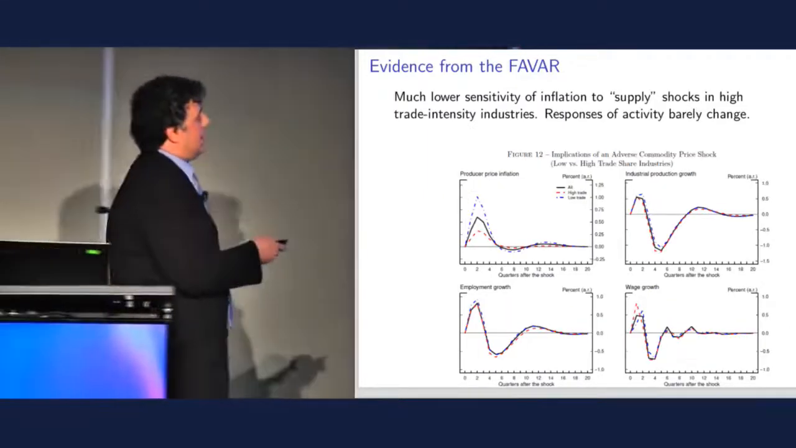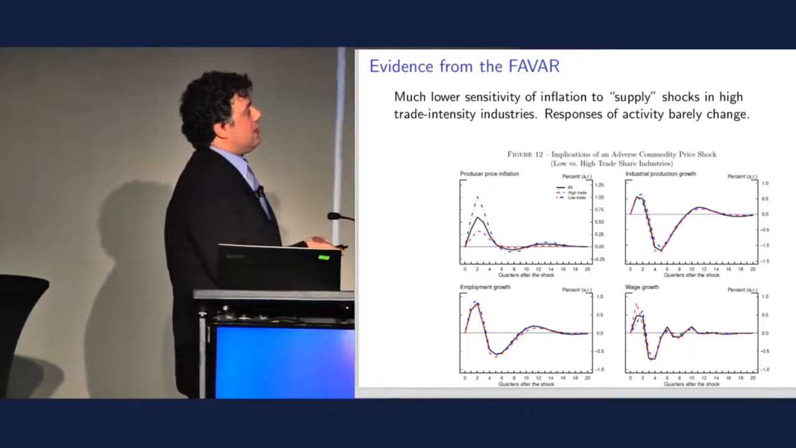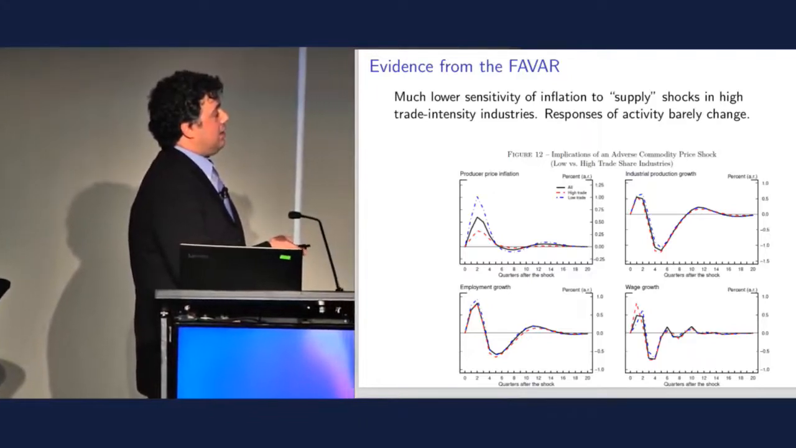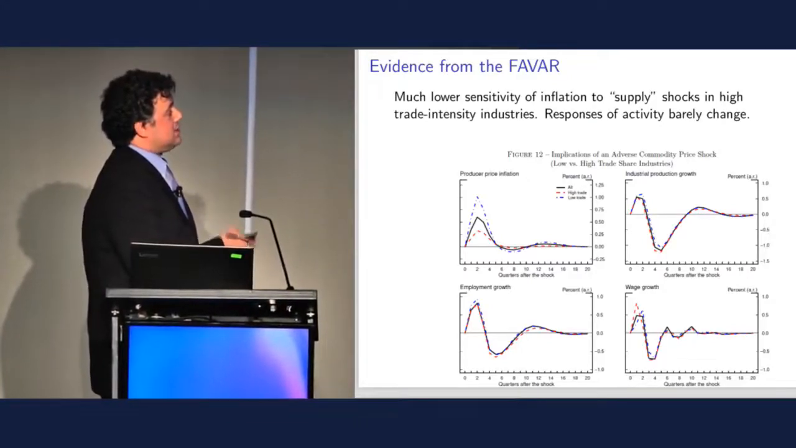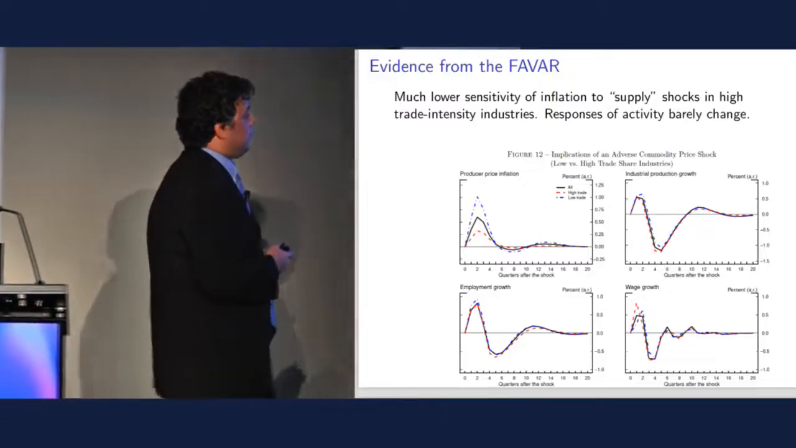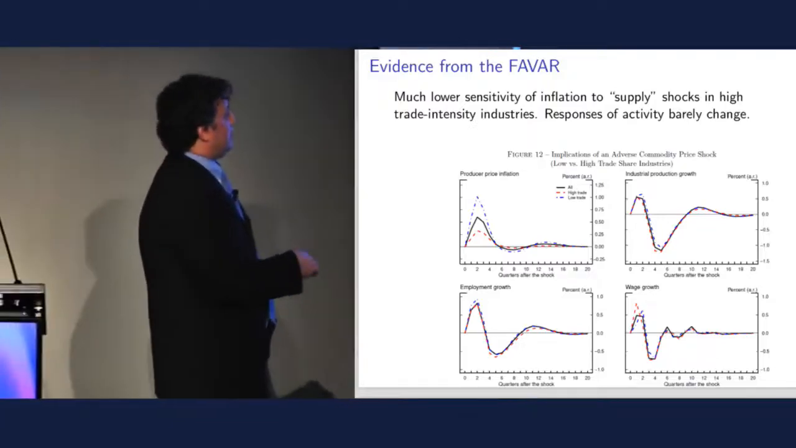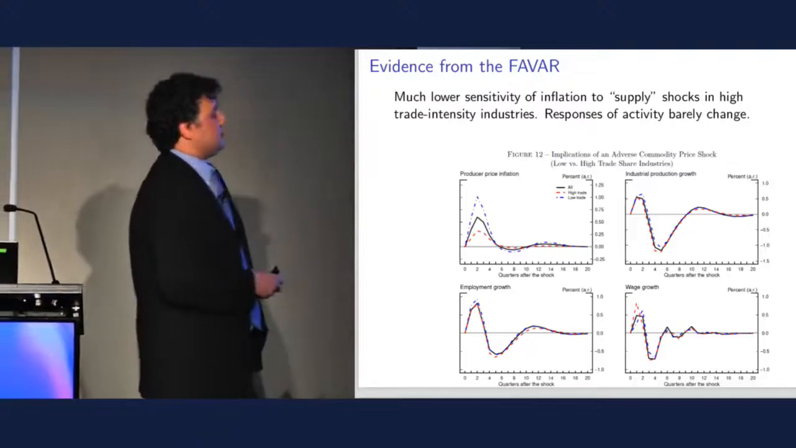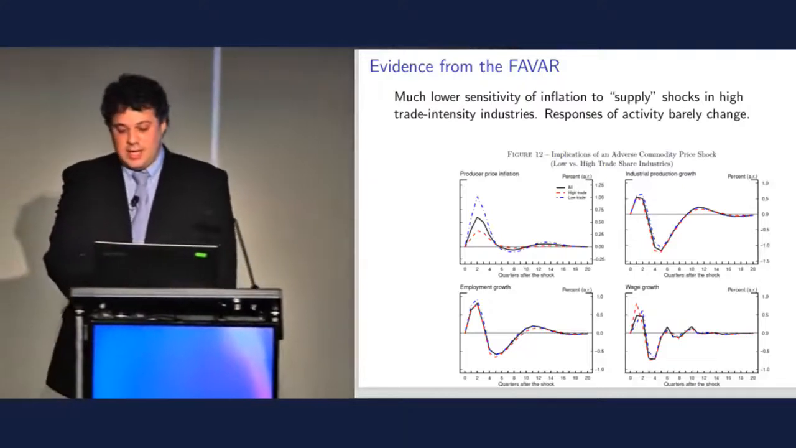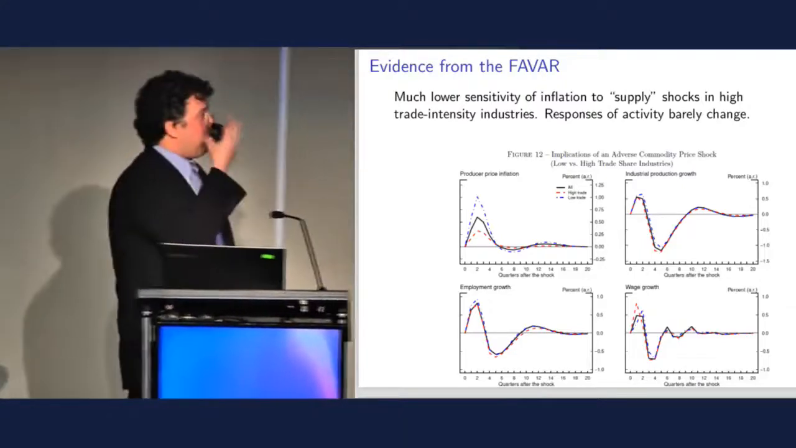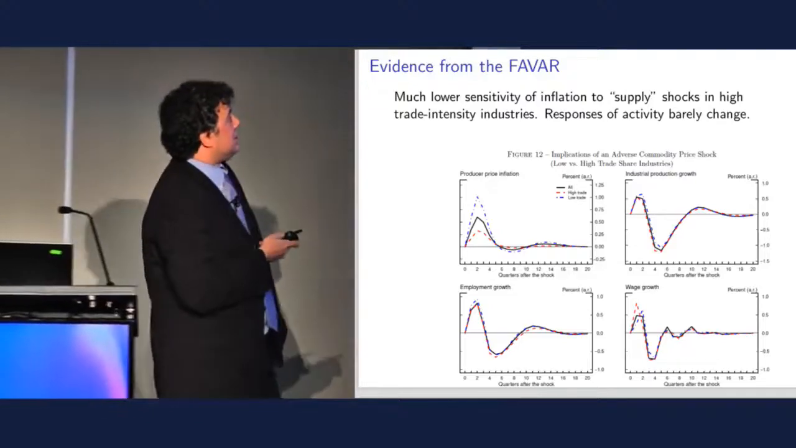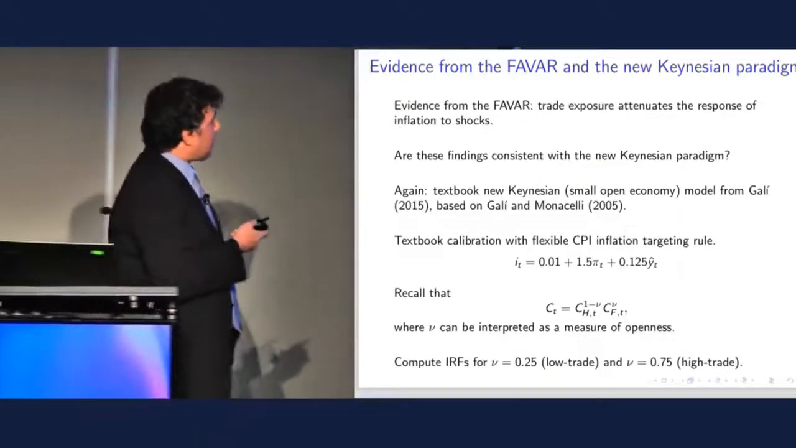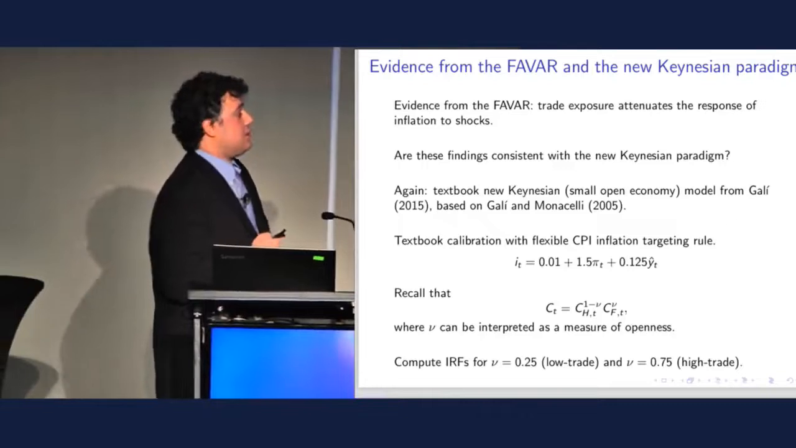The response is attenuated for high trade industries and exacerbated for low trade, and the response of activity barely changed. So the question that came to my mind. The bottom line of the FAVAR evidence is that trade exposure attenuates the response of inflation to shocks.